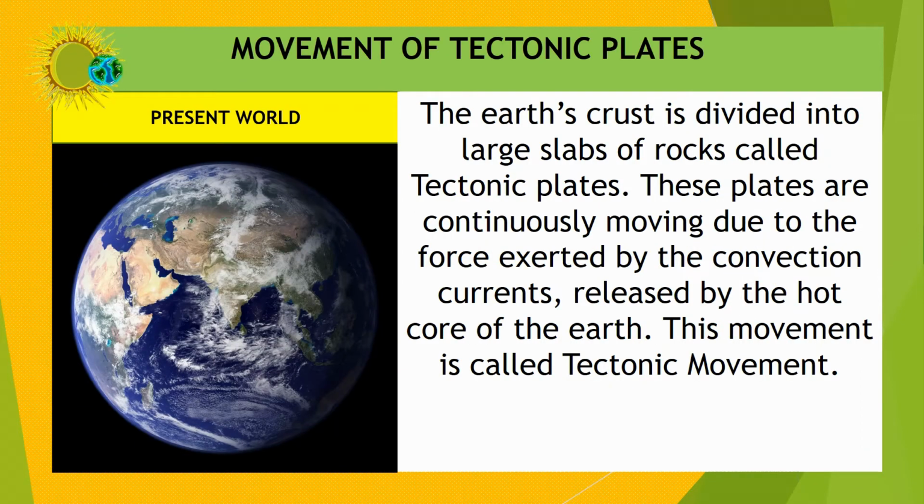You must be wondering, why don't we see Pangaea now? We don't see Pangaea because of the movement of tectonic plates. Now let us understand what are tectonic plates and why do they move. The Earth's crust is divided into large slabs of rocks which are called tectonic plates. These plates are continuously moving due to the force exerted by the convection currents. These currents are released by the core of the Earth. This movement is called tectonic movement.